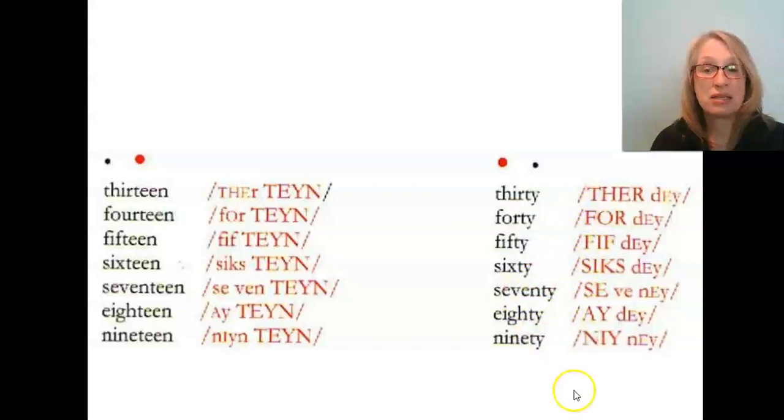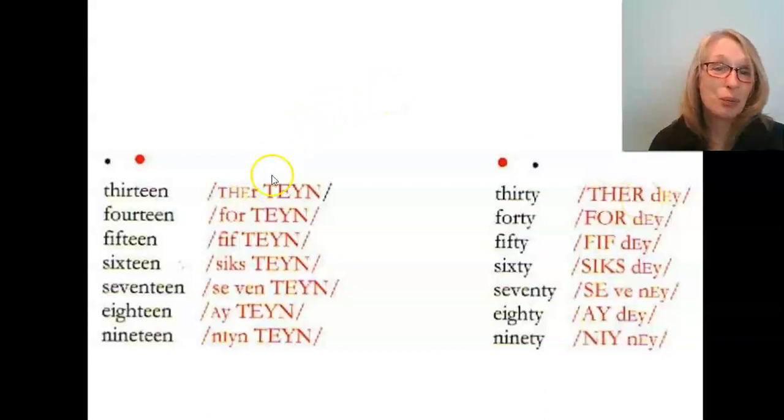So let's say these together all the way down. We'll do them a couple of times. 30, 40, 50, 60, 70, 80, 90. Again. 30, 40, 50, 60, 70, 80, 90. One more time. 30, 40, 50, 60, 70, 80, 90.